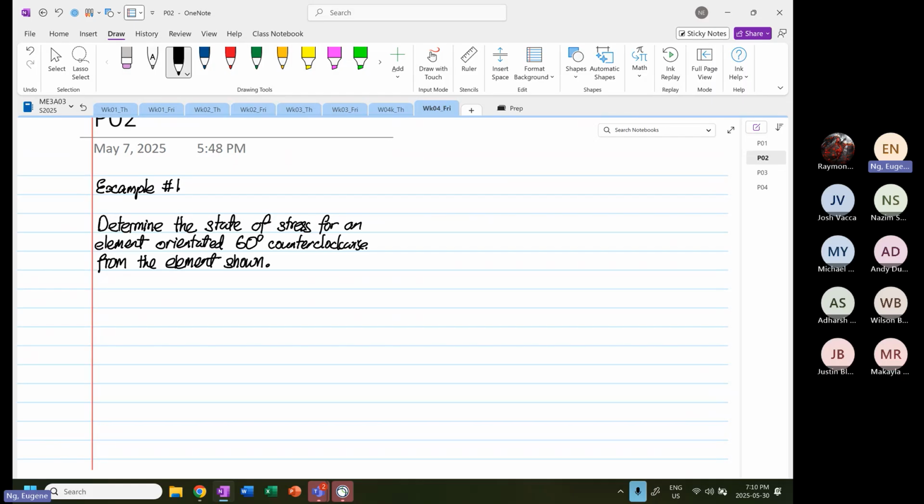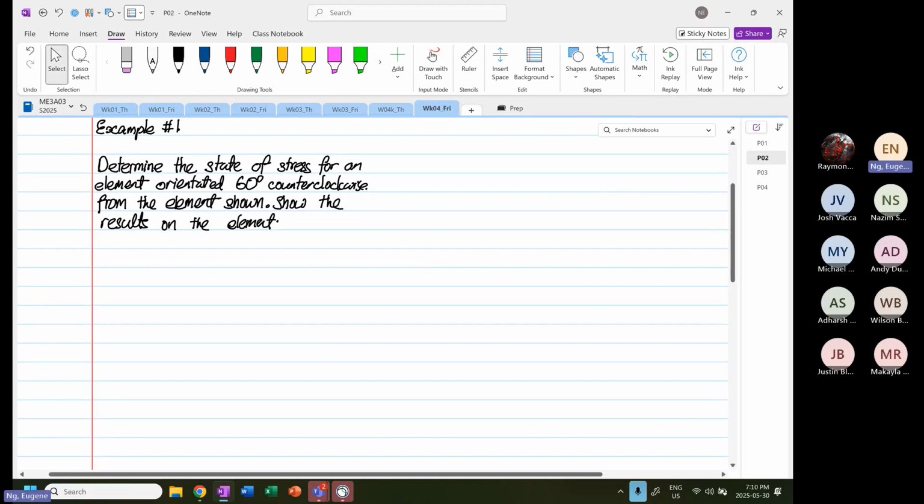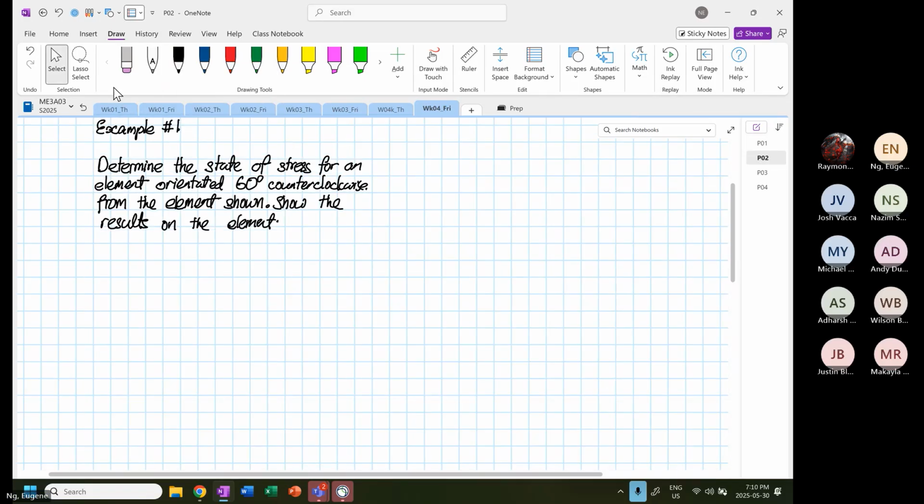And we have to show the results on the element. Okay, we have to show the results on the element. So for this case, the original element. Okay, so I'll draw a transformation first.